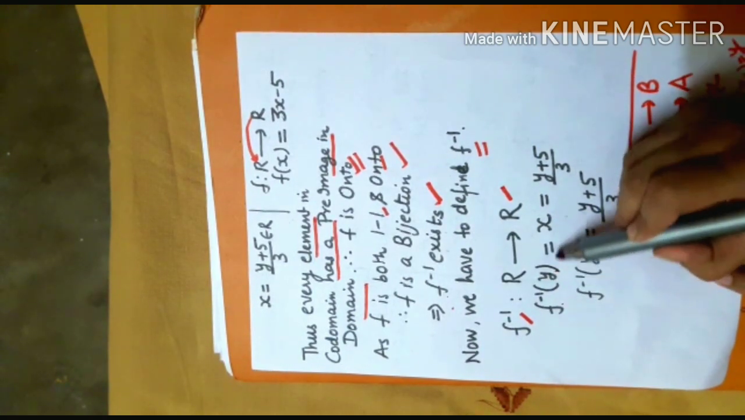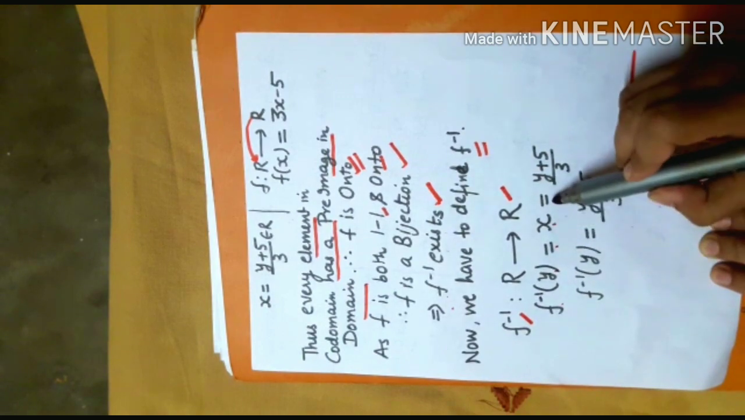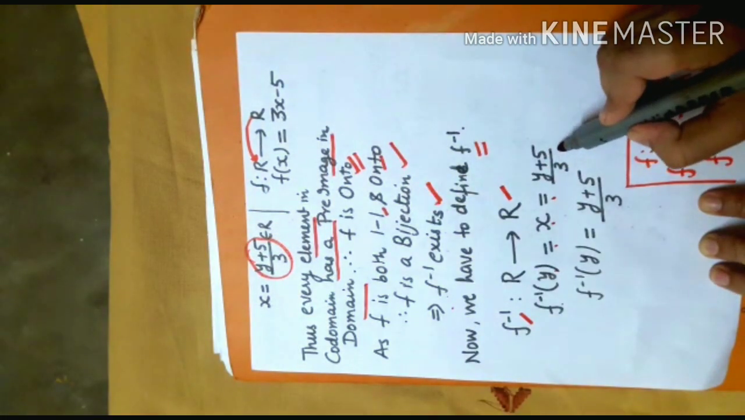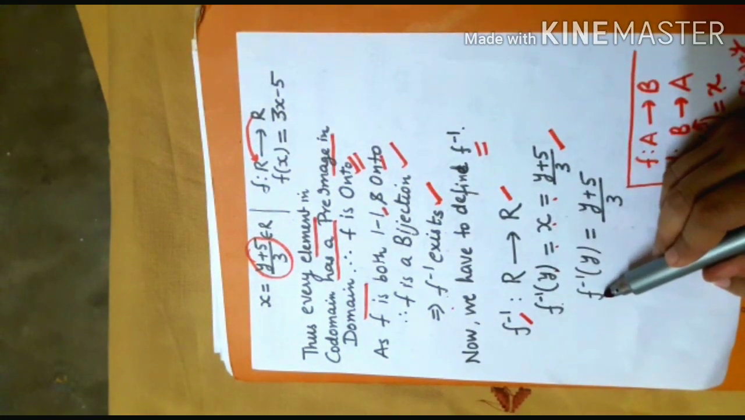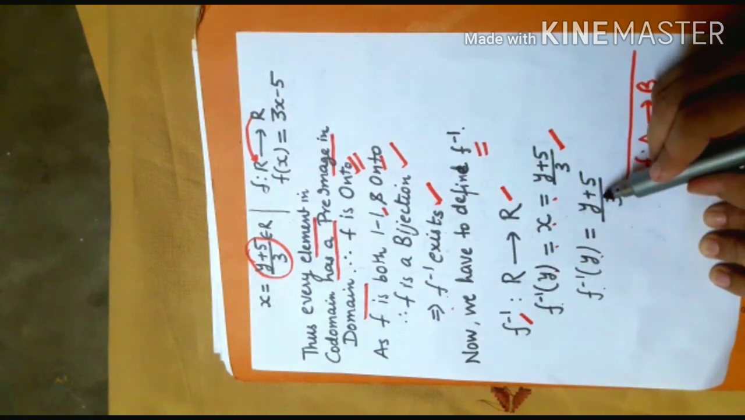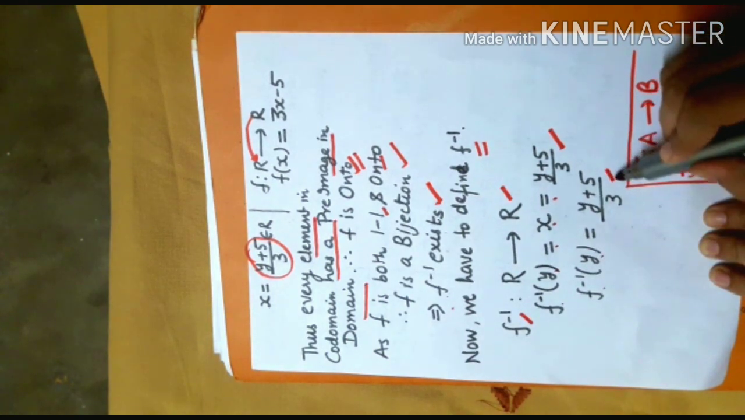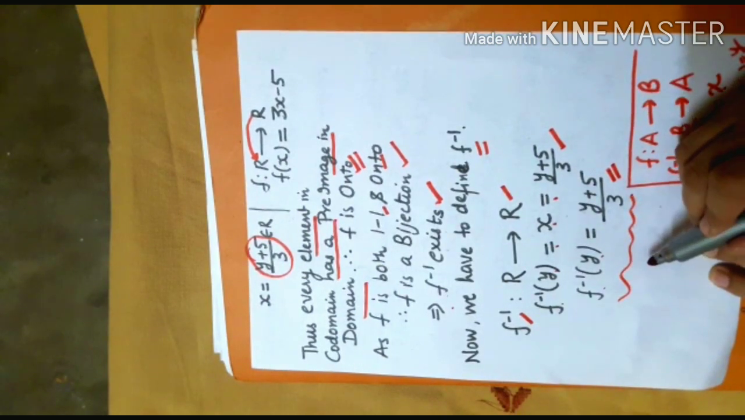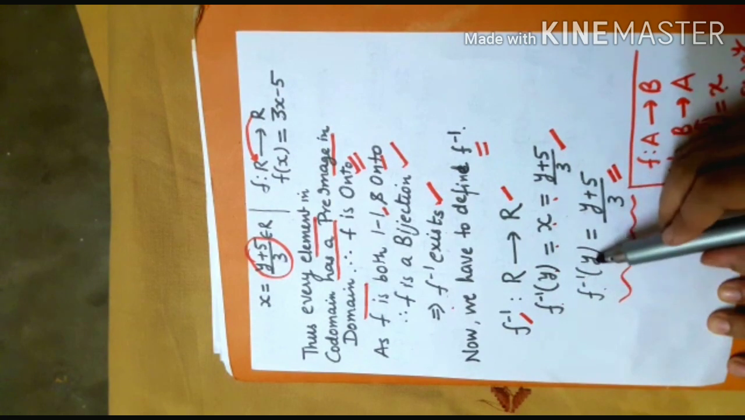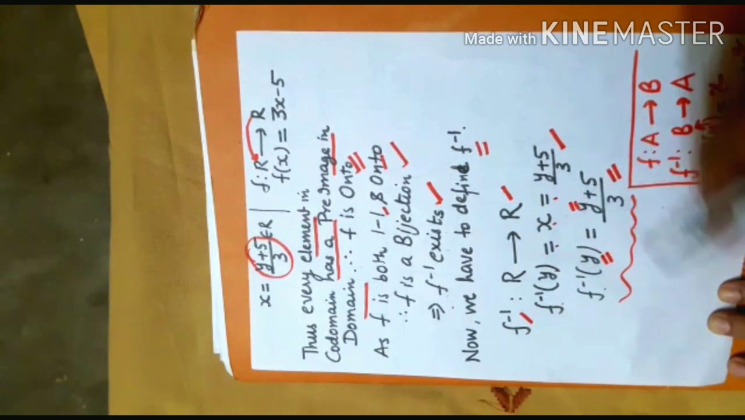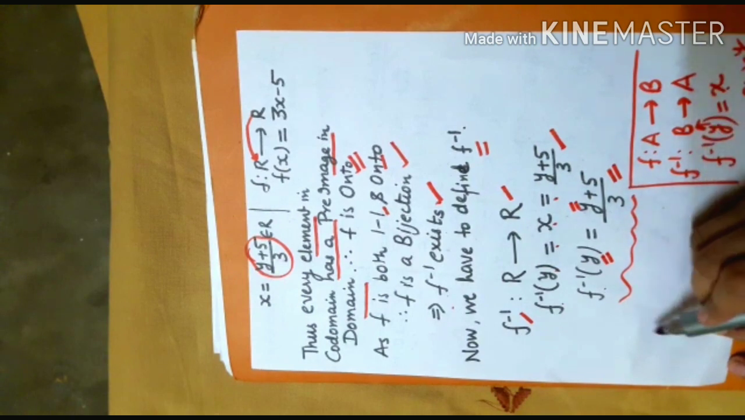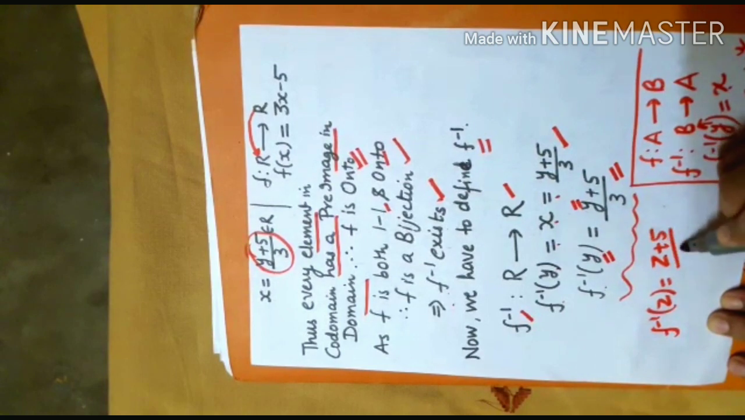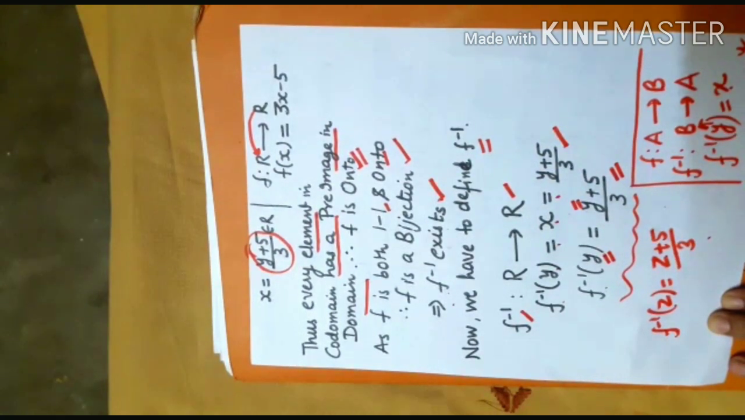So f inverse of y will be equal to x, which is equal to (y + 5)/3. So we get f inverse(y) = (y + 5)/3. This is the definition of our inverse function, that is f inverse. Now this variable y can be replaced with any other variable. That means I can write this as f inverse(z) = (z + 5)/3.